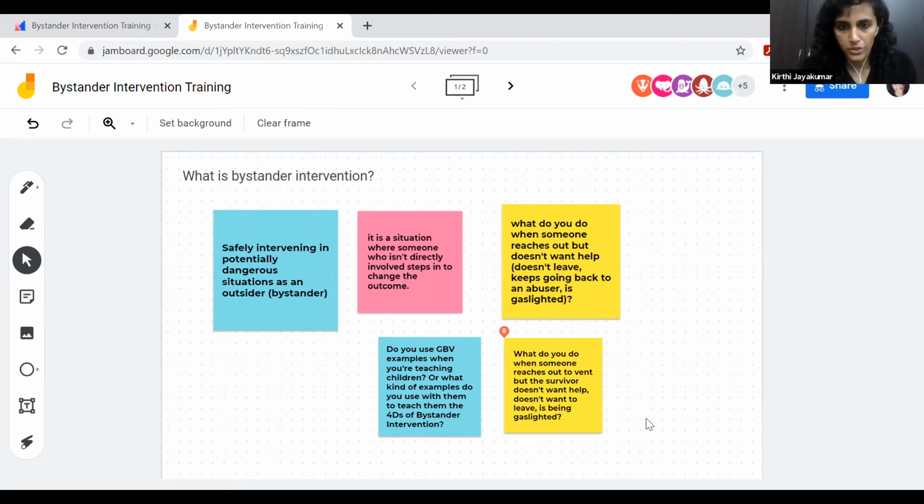So I see a question on the blue sticky note which says, do you use GBV examples when you're teaching children, or what kind of examples do you use with them when you teach them the 4 Ds of bystander intervention? Sure. So when I work with children, I do not use GBV examples. I've just been very mindful of the fact that the folks on this call are people who do work with GBV in some context, so I'm aware that these examples are more relevant.